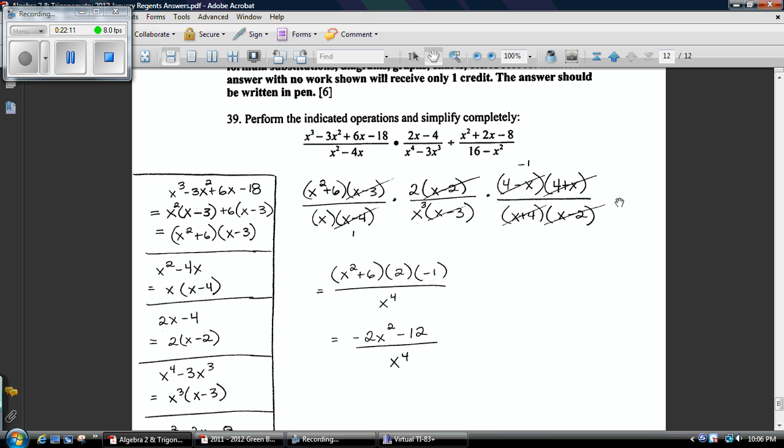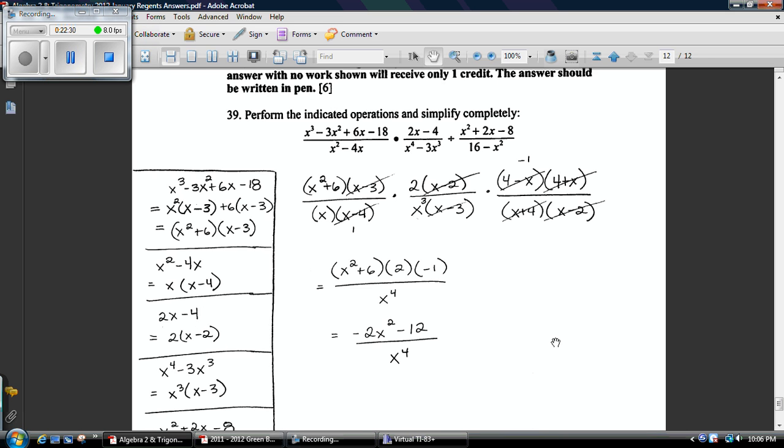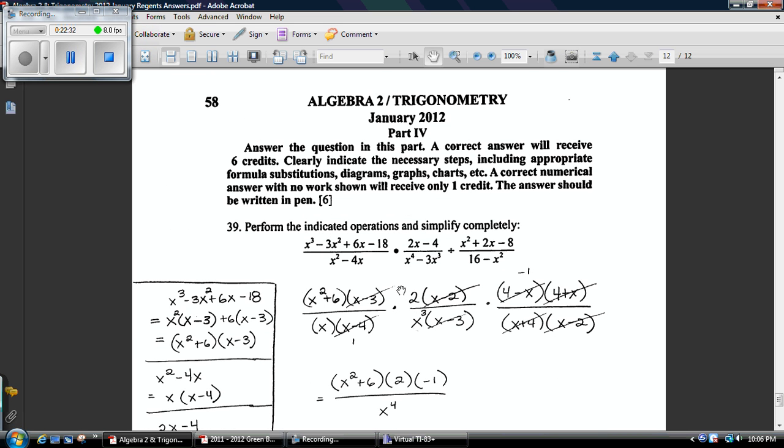And then cross cancel. Remember that x minus 4 and 4 minus x cancel out to be negative 1. X minus 3's cancel. X minus 2's cancel. And these cancel out to be 1. So look what you're left with. Just this. And you could simplify it to that. And there you go. That's the entire January 2012 Regents for Algebra 2 Trig.